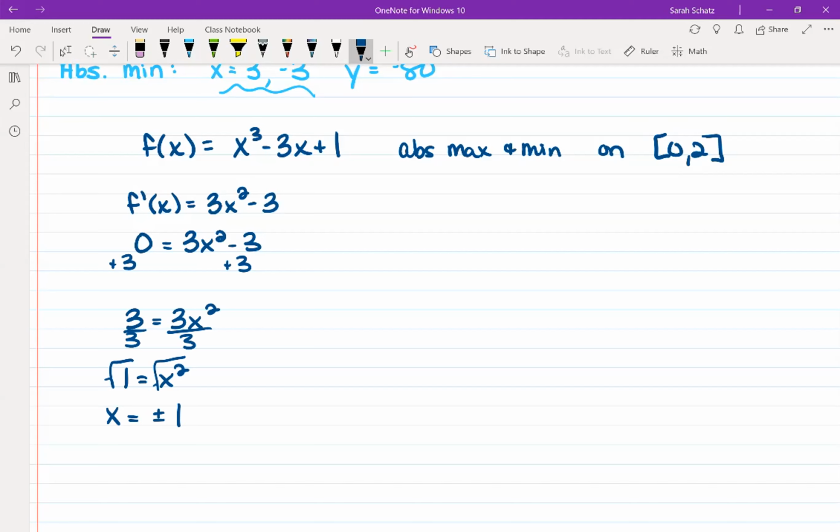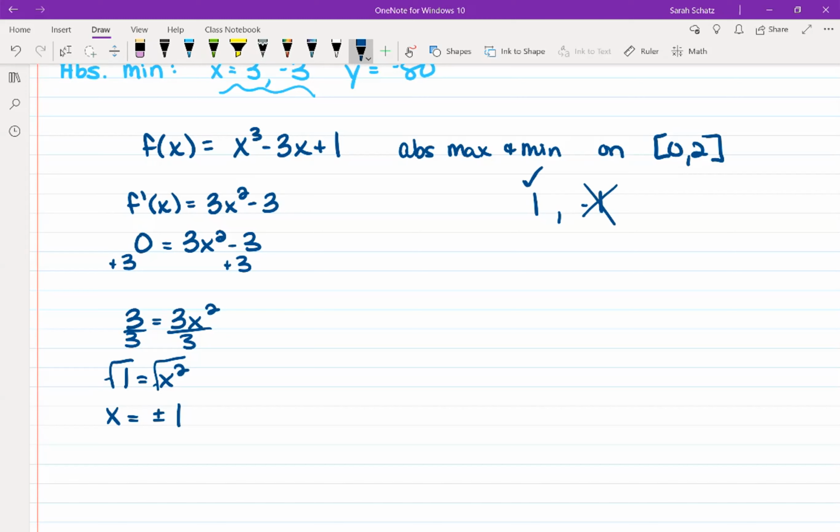So you do have two critical points, at +1 and at -1. Let's decide which one we have to deal with. Is 1 in between 0 and 2? Yes. What about -1? Is this in our interval? It's not. So I don't even have to look at it. I have just thrown that out of my mind. All I'm concerned with is this one right here.